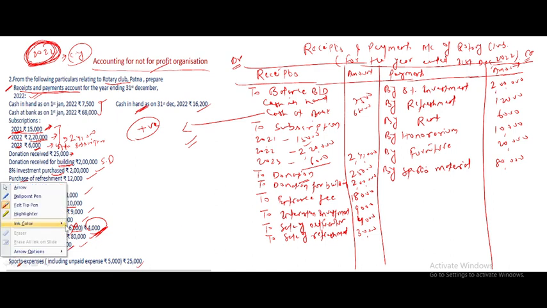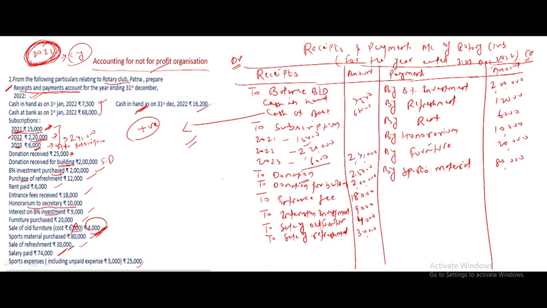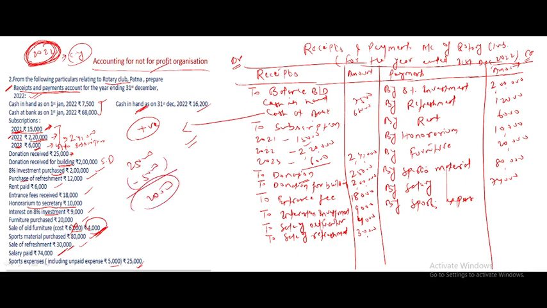Salary paid, students, is a payment, so it is recorded on the payment side: By salary. Amount is 74,000. And sports expense 25,000 including unpaid 5,000. It means the net payment amount is 20,000. So sports expense: 25,000 is the total sports expense, but 5,000 is outstanding, so the net payment is only 20,000. So 20,000 is recorded on the credit side of the receipts and payment account.